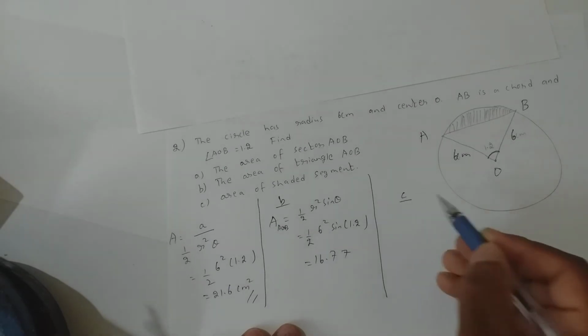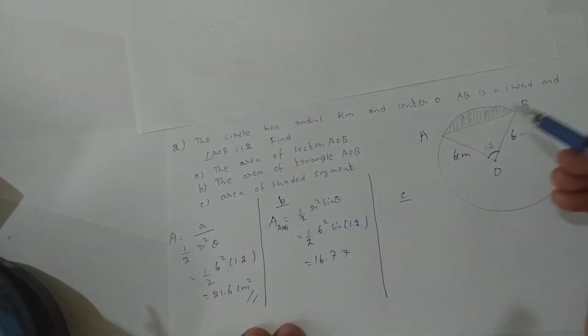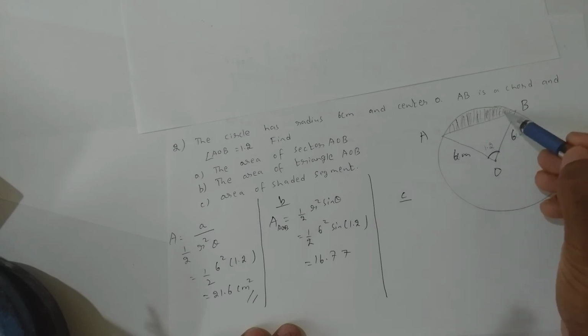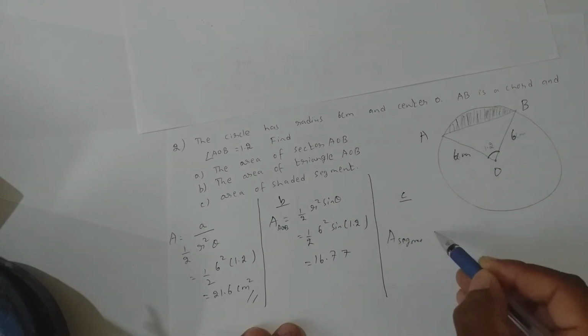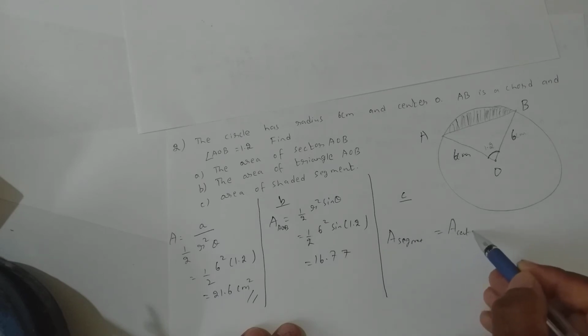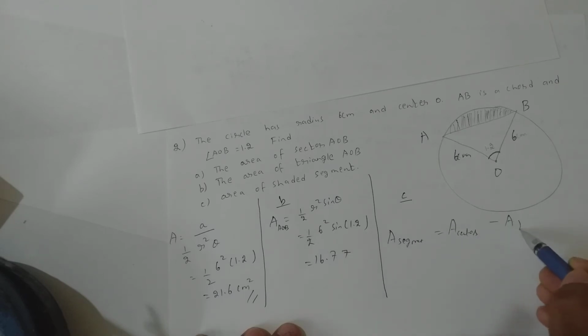Now look at the C bit. Area of the shaded segment. How do I get this area? In the formula I told you, the area of a segment is nothing but the area of the sector minus the area of the triangle.